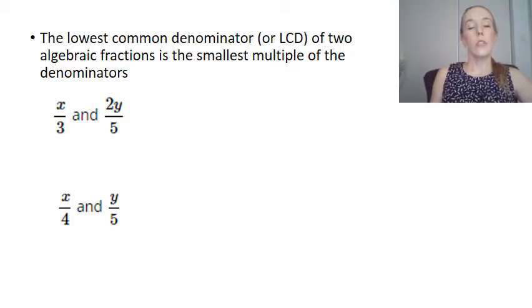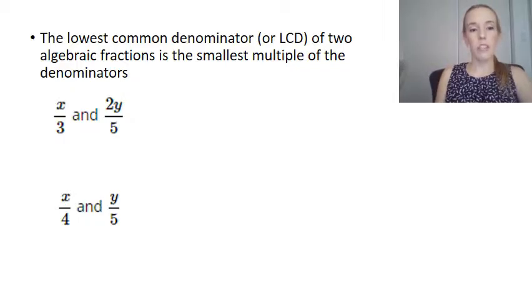Okay, so when we're adding and subtracting algebraic fractions, the rules are the same as when we add and subtract normal fractions. Whenever you add and subtract fractions, you need to have a common denominator, and that's the same for algebraic fractions. The lowest common denominator of two algebraic fractions is simply the smallest multiple of both the denominators. So for instance, we've got x over 3 and 2y over 5.